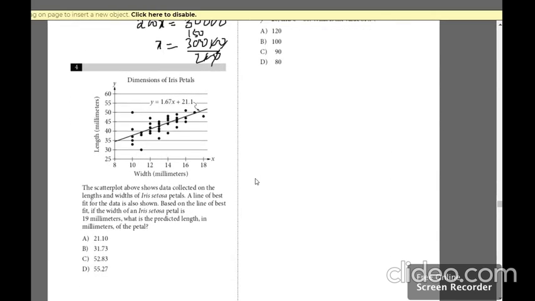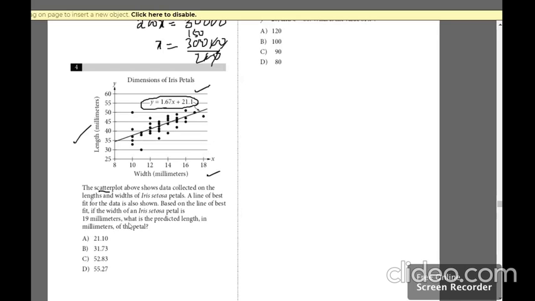Moving on to question number 4, which is line of best fit. A scatter plot of width in millimeters and length. We have a linear model. This is what you have to closely observe whenever a graph question comes like that, whether we have a model given or we just have to work it out directly.